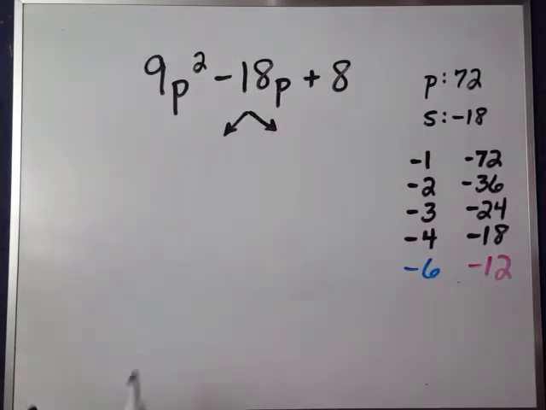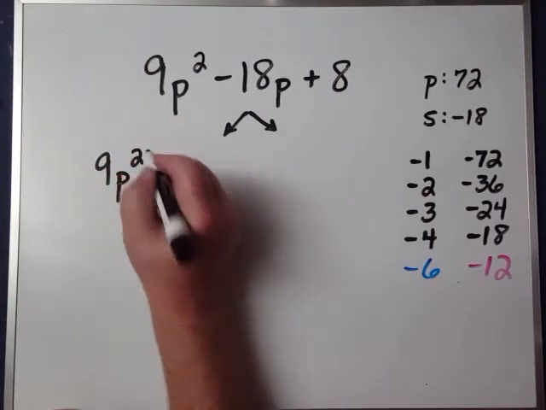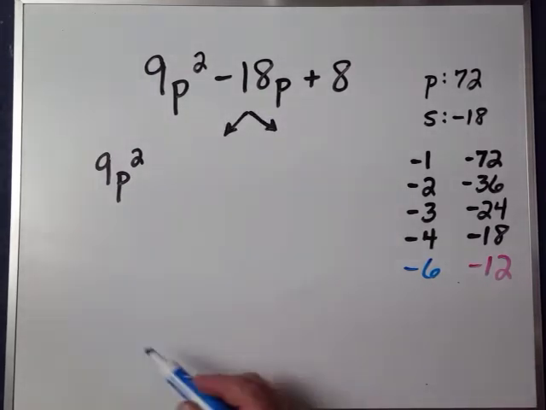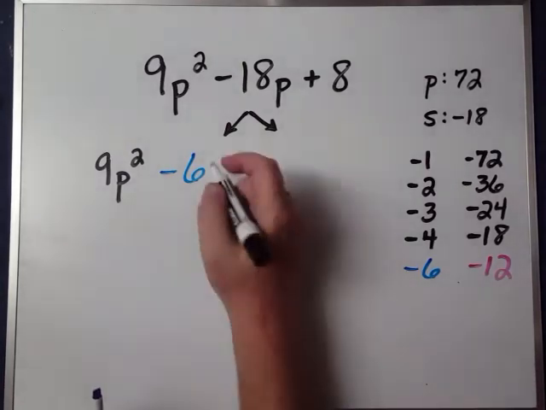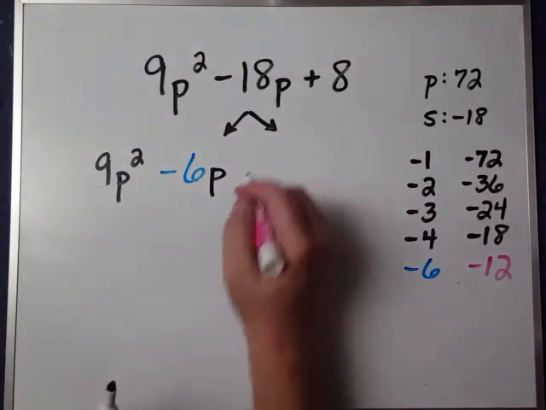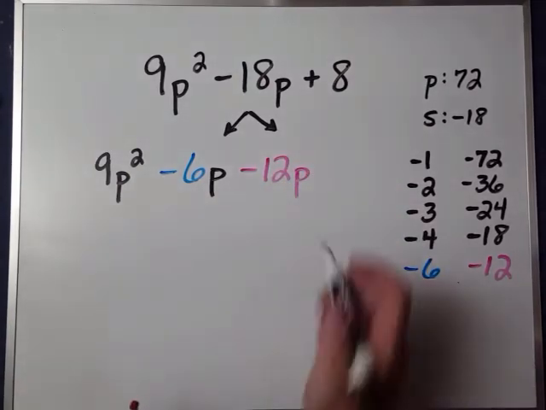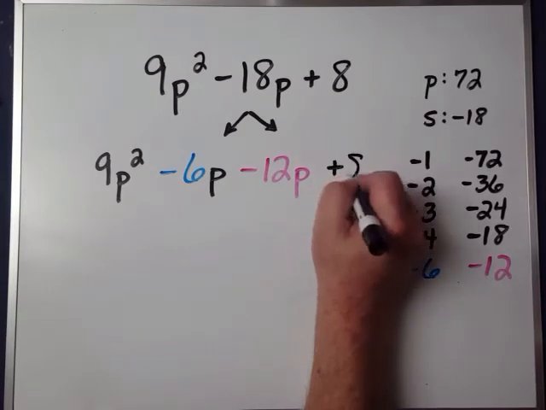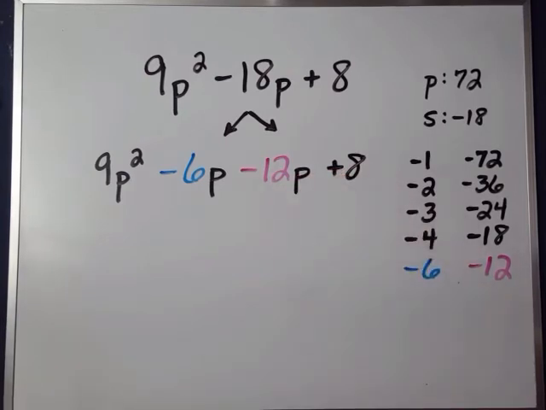We use our two numbers to split up that middle term. We've got our 9p squared up front, and then splitting that negative 18p into negative 6p and minus 12p is going to give us 4 terms here at the end when we pop on that plus 8. So we looked for two numbers, we found those two numbers, we used it to rip apart that middle term. We now have 4 terms and we can factor by grouping.